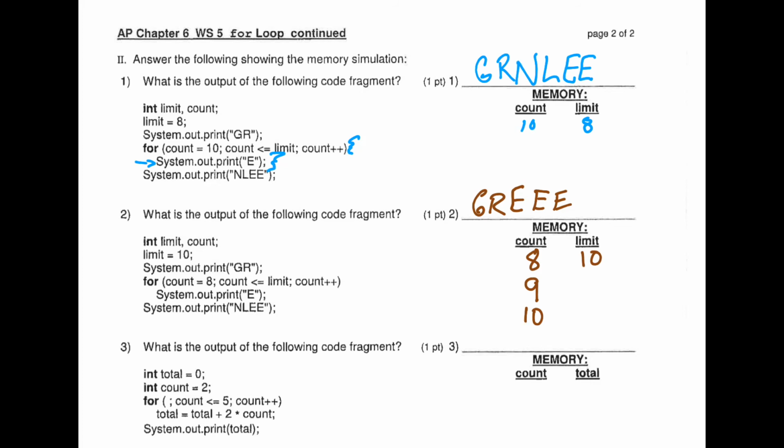At this point, we increment because we got to the end of the loop. So then count is going to become 11. And is 11 less than or equal to 10? No, it's not. So we're actually done with it there. So then we're going to be done with the for loop. And let's run to system.out.println NLEE.